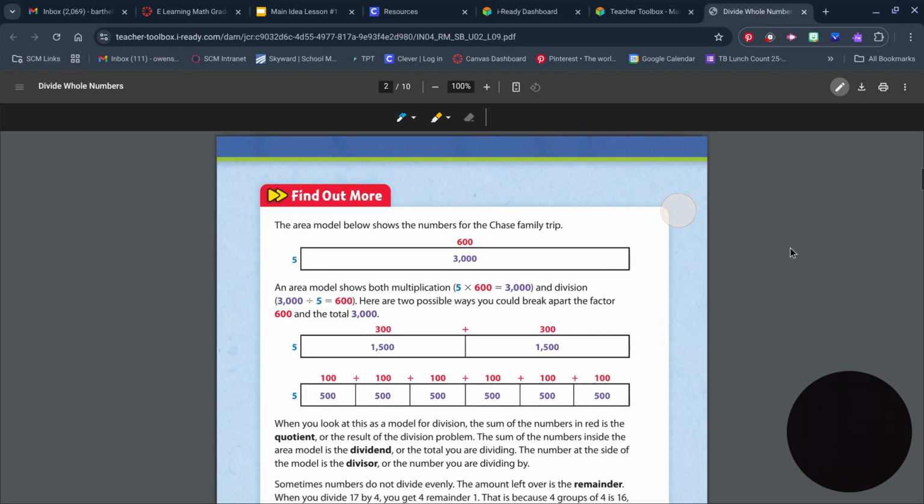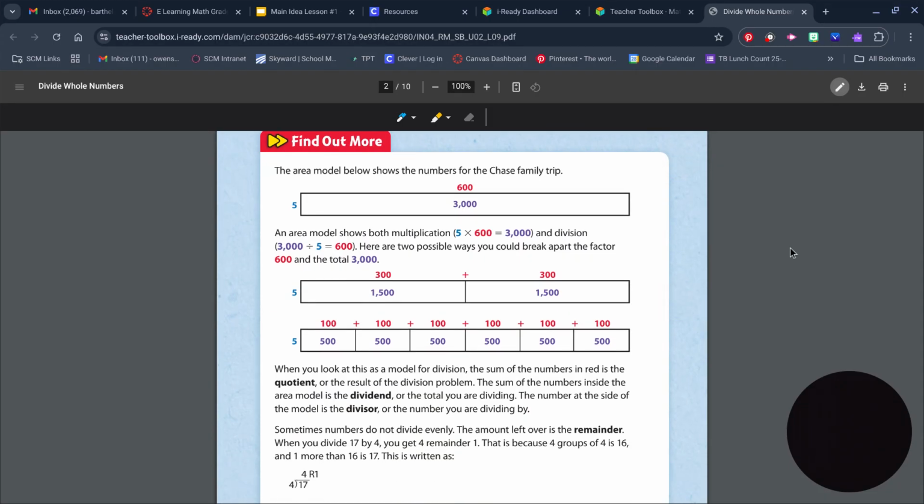So here is an area model to show this. The area model below shows the numbers for the Chase family trip. They have 3,000 for the whole trip, and they're cutting it up into 5. In other words, that's 600, 600, 600, 600, 600. 600 times 5 makes the total trip 3,000. So an area model shows both 5 times 600 equals 3,000, so it shows multiplication and division: 3,000 cut up into 5.